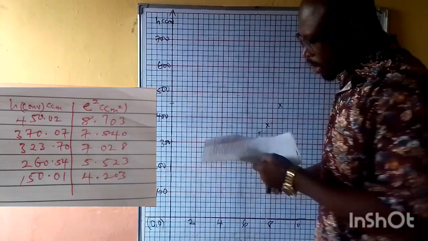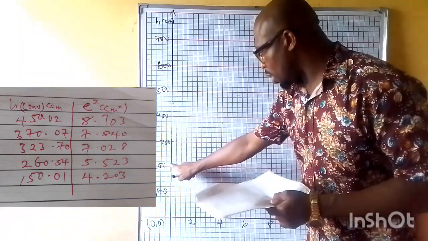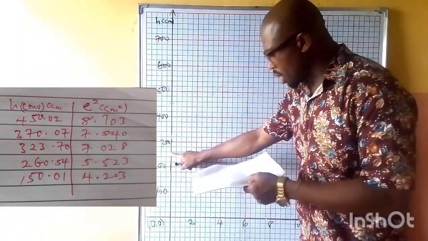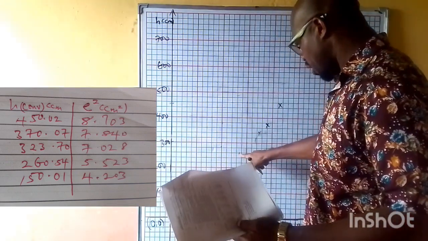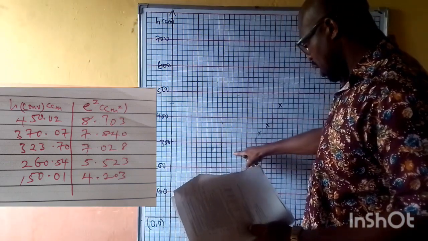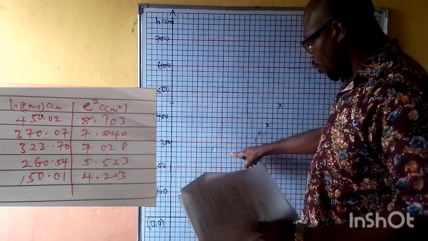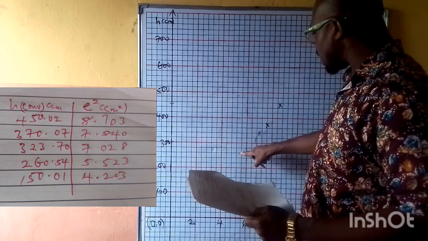The next one is 260. So this is 220, 240, 260. So 260, you trace it down to 5.5. This is 260. You can trace it down here. This is a 4.2, 4.4 here, 4.8, 5.2, and then the next line is 5.8.